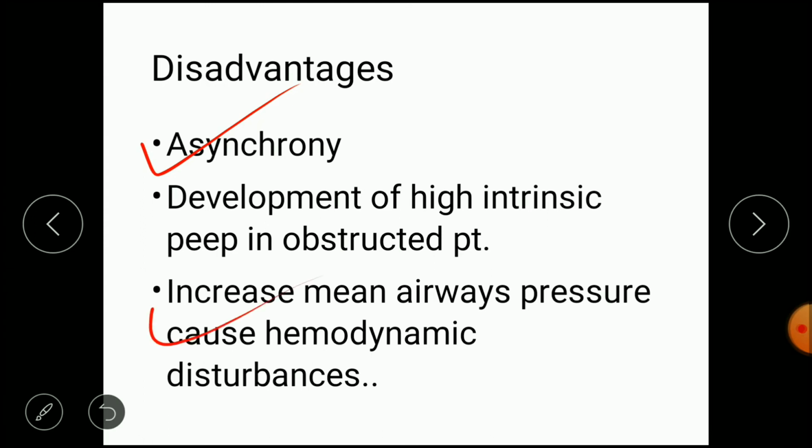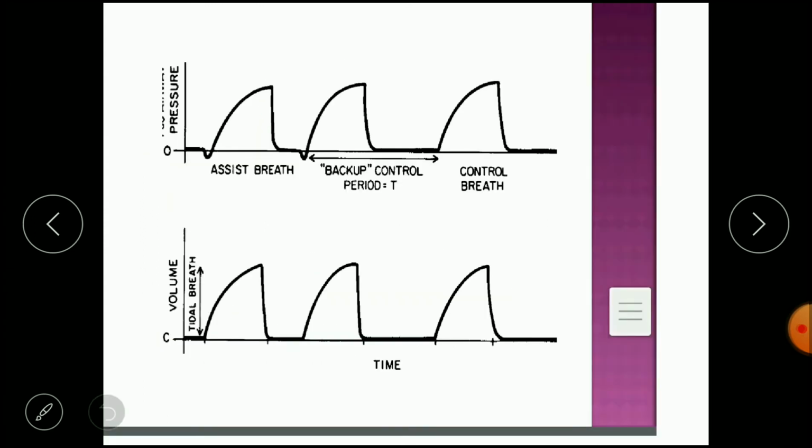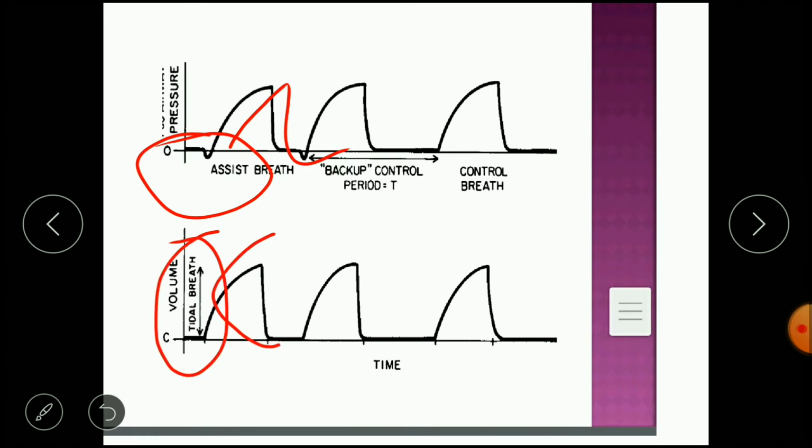So it's a disadvantage. Here in this graph, the initiated breath of the patient is shown, and then the ventilation is provided only by the machine. It's a graph of pressure versus time, and here volume versus time. So a tidal breath is initiated by the patient, then the tidal volume is provided by the machine. So it's an assisting breath, or we can say it is just initiation of the breath by the patient, and then it's controlled by the mechanical ventilation, or assist control mode.